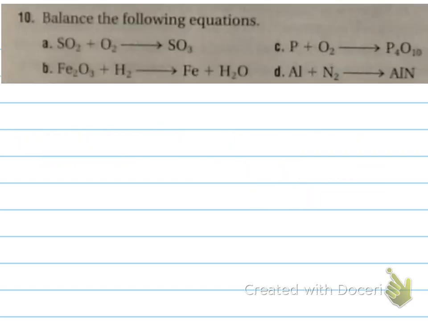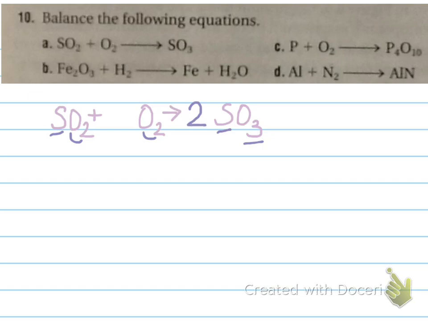Number 10, balance the following equations. So letter A, we have sulfur dioxide reacting with oxygen to produce sulfur trioxide. So I have one sulfur, 2, 4 oxygens, and 3 oxygens. So I'm going to try to make them 6 because I'm going to have an even number. So to get an even number, I'm going to put a coefficient of 2 in front of sulfur trioxide.